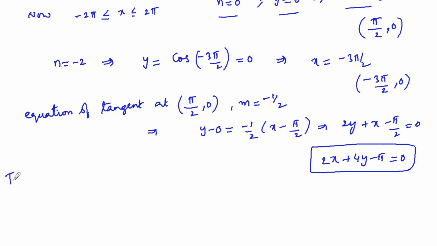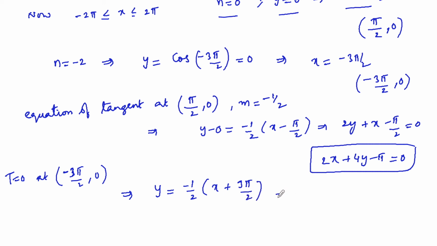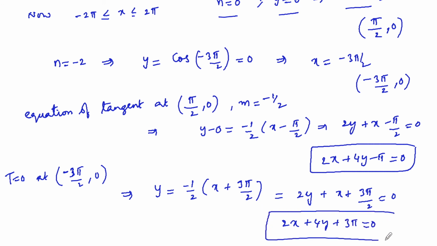And at a point, let's write the equation of the tangent at minus 3 pi by 2 comma 0, which implies y minus 0 is equal to minus 1 by 2 times (x plus 3 pi by 2), which implies 2y plus x plus 3 pi by 2 is equal to 0, or we can write 2x plus 4y plus 3 pi is equal to 0 is the second equation.